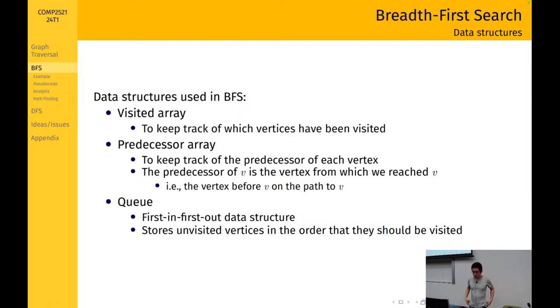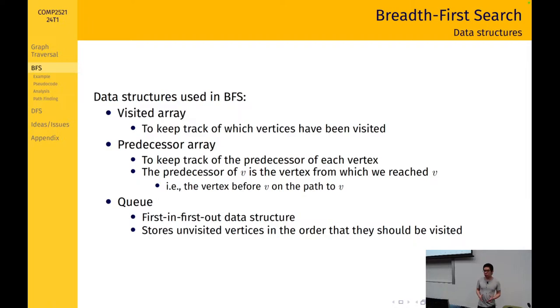So, in order to implement a BFS, what do we need? What data structures do we need? First of all, we need a visited array. This visited array allows us to keep track of what vertices have been visited. Because the problem with graphs is that they have cycles. So if we go around a cycle, we don't want to revisit the vertices that we've already been to before. So we use a visited array to keep track of what we've already visited.